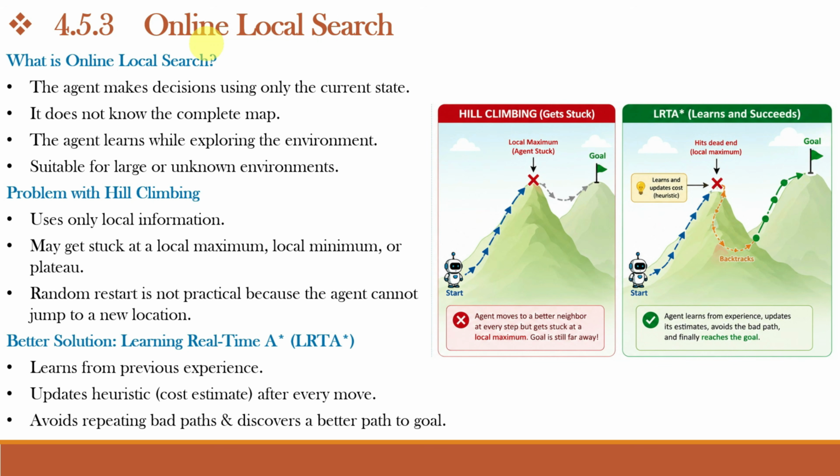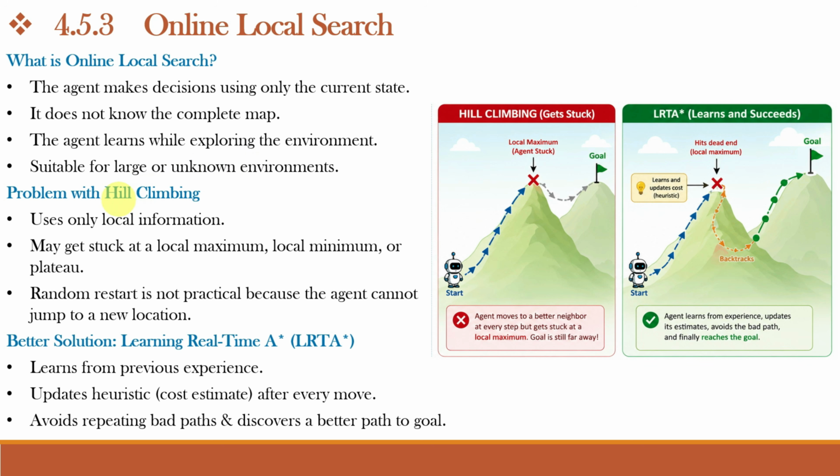Okay, one important type of online search is online local search. Here the agent does not know the complete environment. It only knows its current state and nearby states. So every decision is made using local information only, and this approach is useful in robots, drones and self-driving cars because they often work in unknown environments.